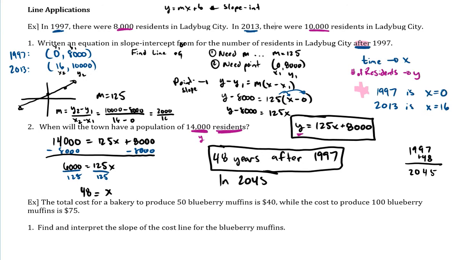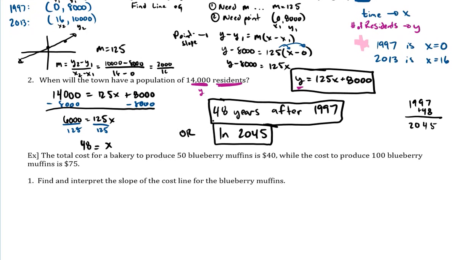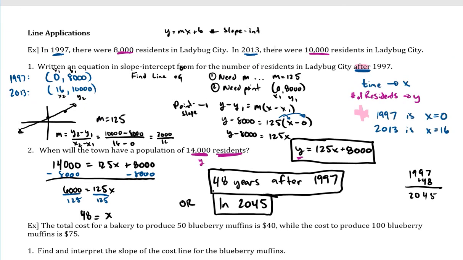So 48 years after 1997, or if they want it back into like a calendar year, we could say in 2045. Okay, so there's different forms, but the main thing is making sure we understand what this 48 does represent. It's the 48 years after 1997. Or again, whatever actual calendar year from some side addition work. Okay, so that's how we can break these down.